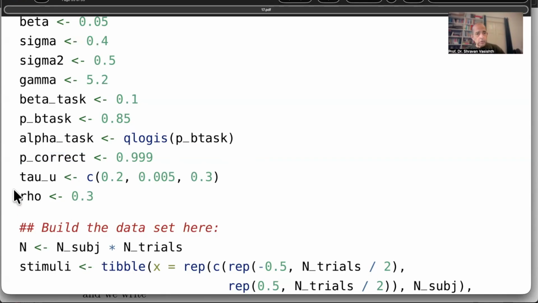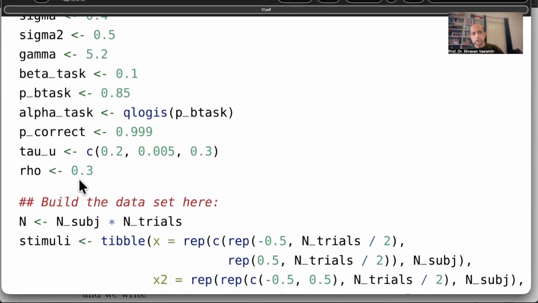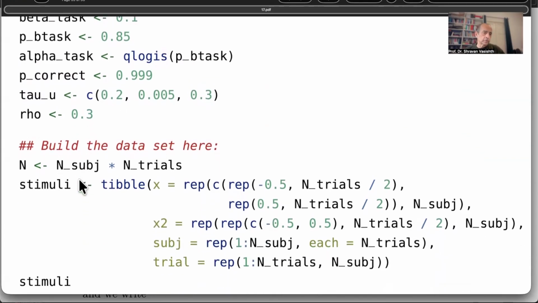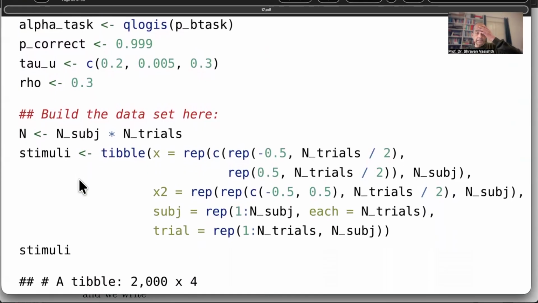And then we have the three taus. It's a vector now: 0.2, 0.005, and 0.3. So this is the intercept adjustment standard deviation. This is the slope adjustment, which is typically very small, so that's why it's set to a small value. And this is the intercept adjustment for the gamma, which again would be pretty large, right? So correlations are all set to 0.3. So that's how the data is now built.